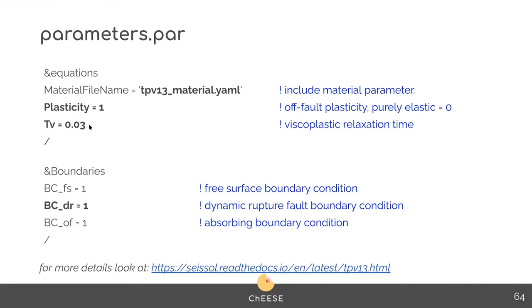As we use off-fault plasticity, we add two extra variables at the beginning of the parameter file to tell SeisSol that now we start to use plasticity. And there is another parameter, viscoplastic relaxation time, you need to give. And as now we use dynamic fault boundary condition, we need to turn on the boundary condition here.